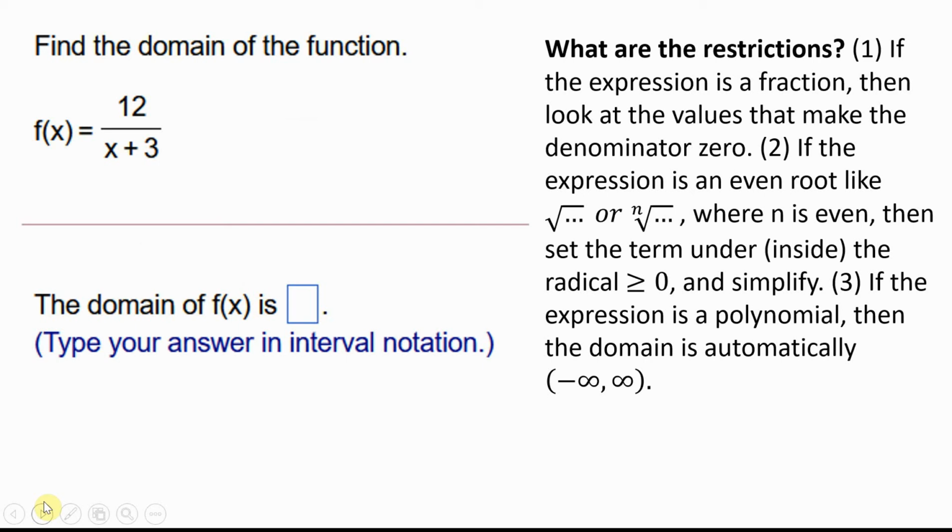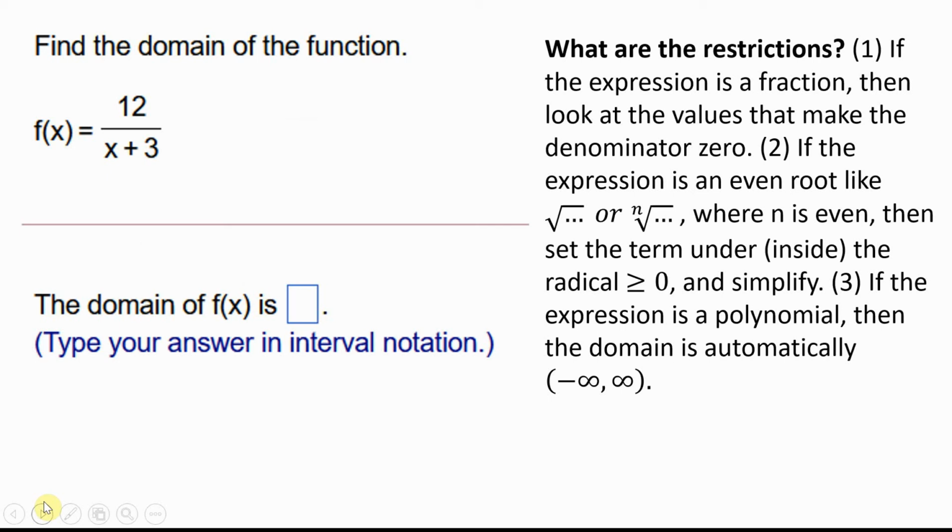Now, this is the example for this problem, but let's look at the other restrictions. If the expression is a radical, a square root, then I'm going to set what's under that radical greater than or equal to 0. Simplify, and that becomes my domain. If the expression is a polynomial, like a quadratic or a cubic equation, if it's just straight polynomials, then automatically our domain would be the set of all real numbers, from negative infinity to positive infinity.